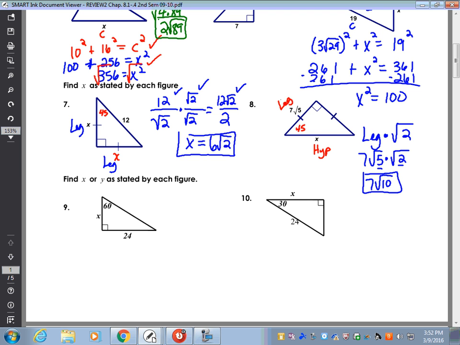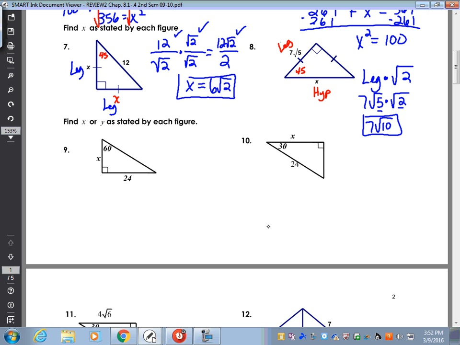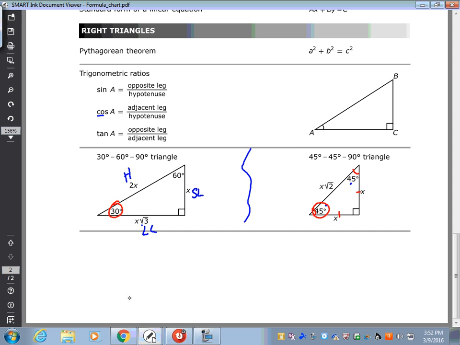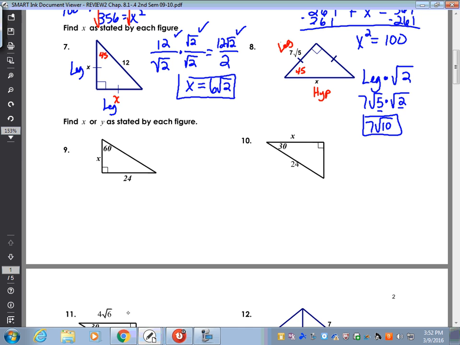That is our hypotenuse. Now we did discuss number 9. 9 is a little different because we see a 60, and I see a 60 with 30, 60, 90 triangles. So now I'm looking at these formulas. No more square root of 2 here. I look at what part is given. The 24 represents the long leg.